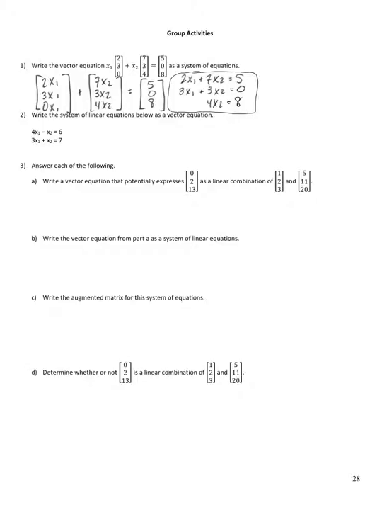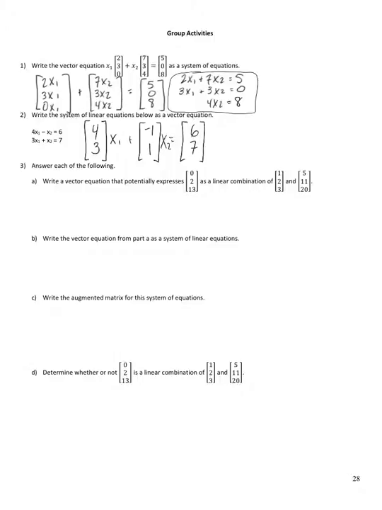Okay, now I'm going to go backwards. I have a system of linear equations and I want to write it as a vector equation. So I need my coefficients that are on x1 plus a vector that holds the coefficients on x2 equals a vector of constants. So my x1 coefficients are 4 and 3, x2 coefficients are -1 and 1, and my constants are 6 and 7.